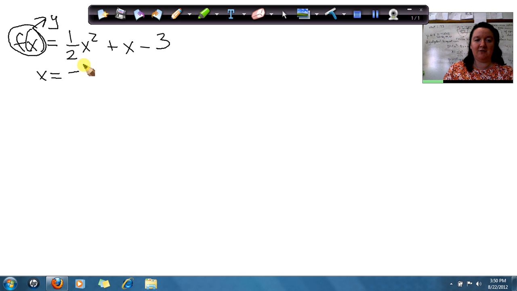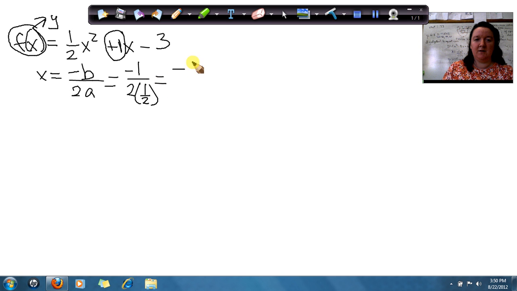So remember that equation is negative b over 2a. So our b value in this question, there's nothing there, so we imagine that there's a 1. So we're going to have negative 1 over 2 times 1/2. So that's going to give me a negative 1. And then 2 times 1/2 is going to give me 1. So that will give me a negative 1.